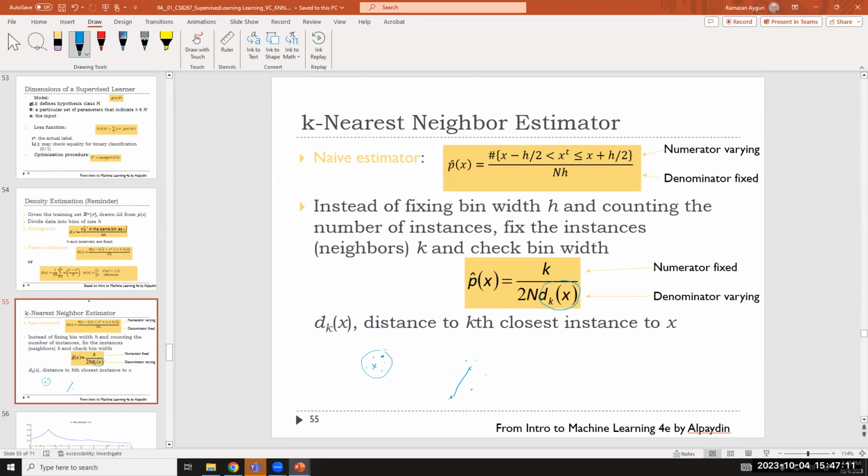So this is a density estimator, the k nearest neighbor estimator. In this one, k is fixed. In the denominator you need to compute the distance to the k-th neighbor, and it's going to tell you the density of that area. Yes. So we are trying to estimate the number of neighbors.